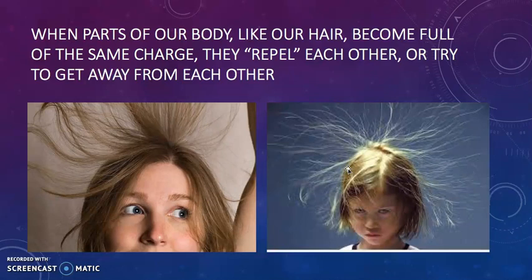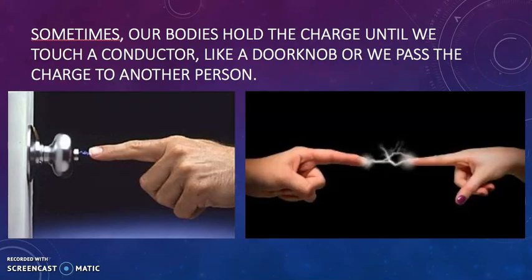On some of our playgrounds, I know with our plastic slides, our hair will kind of go crazy when we come down them, or we'll get a shock. And that's the same thing. It's the same idea. The electrons are passing between each other, between the objects. So sometimes our bodies hold on to the charge until we touch a conductor like a doorknob, and you can see the little lightning. You don't really necessarily see it. Sometimes you do, but a lot of times you don't. You just feel it. And sometimes we actually pass it on to another person, right? We shock them.